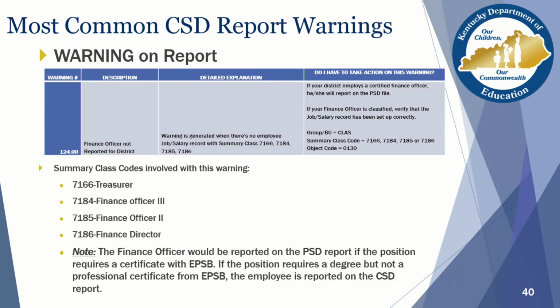As for the most common CSD report warnings, there's actually only one that's really common, and that's the 124: the finance officer is not reported for the district. You need to have a summary class code of 7166, 7184, 7185, or 7186 to pass this error test.